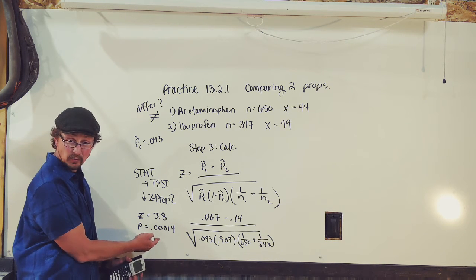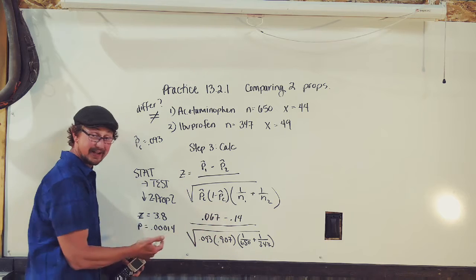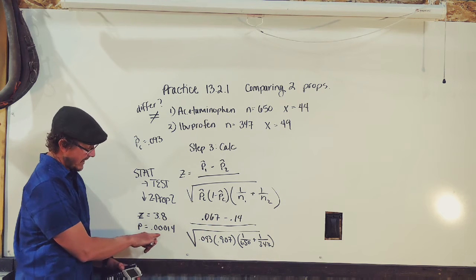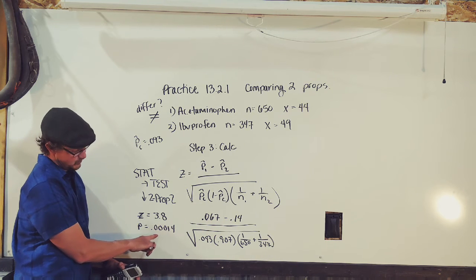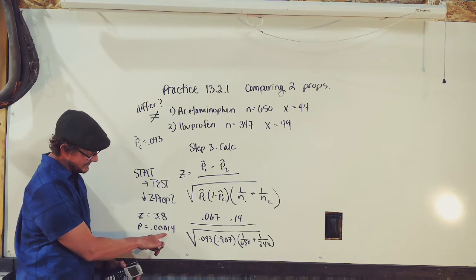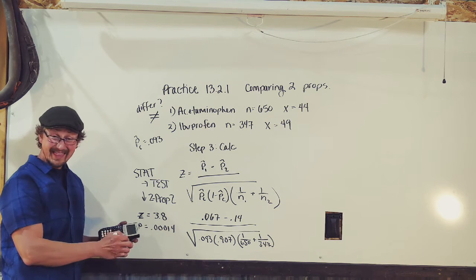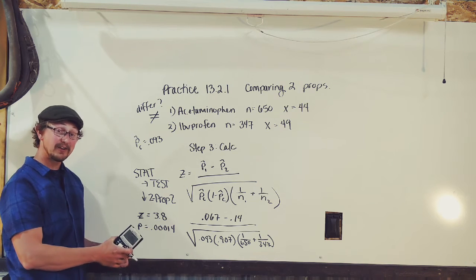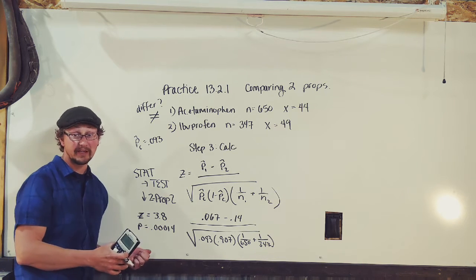If these two were in fact equal, having a difference of side effects that large happens, let's see, that's 1 in 10, 1 in 100, 1 in 1,000, 1 in 10,000 is our probability of that occurring randomly, so that's wicked rare.